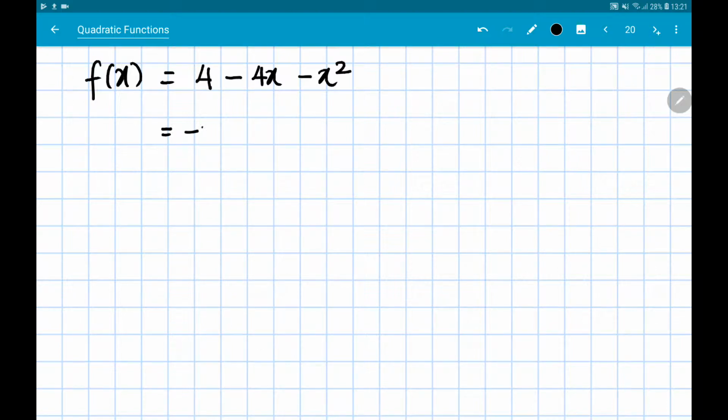So I get negative x squared minus 4x plus 4. Now, notice how it is negative x squared, where the a number is negative 1. So again, for every quadratic, you need to recognize the a value, the b, and the c. For this particular function, the a is negative 1, the b is negative 4, and the c is equal to 4. Okay, you have to know this.